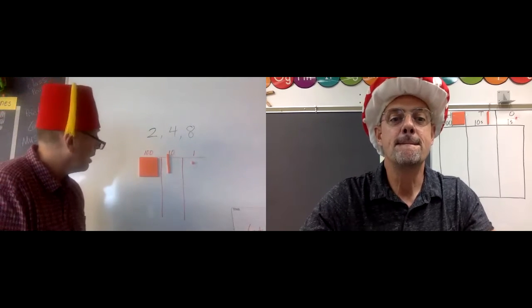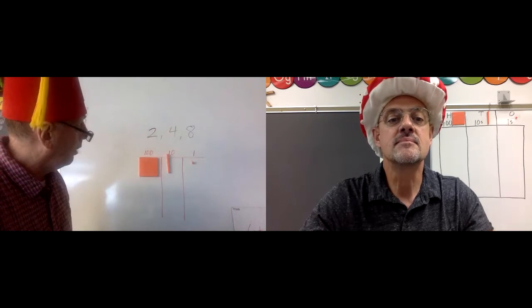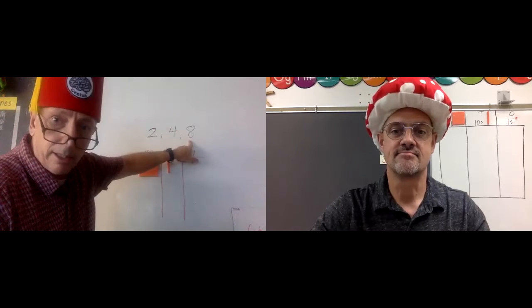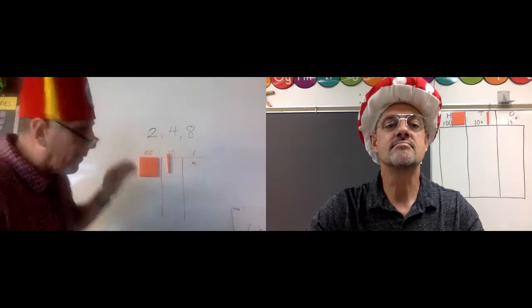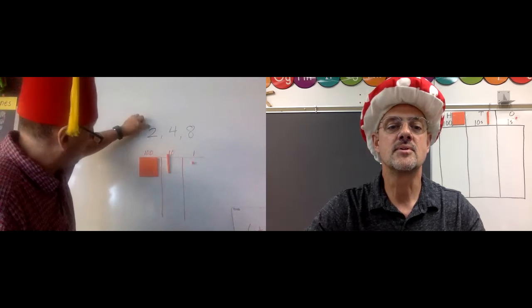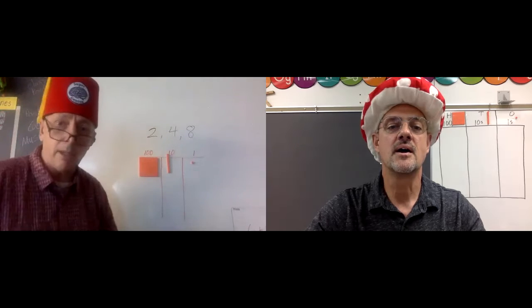Now I have a question for you, Mushroom Man. What is the biggest number I can make from those 3 digits? 8. I like that answer. 8 is the biggest digit, but I want you to try to use all 3 of them put together to make one big number. So you would have a 3-digit number. You would use the 2 once, the 4 once, and the 8 once to make the biggest number you could.